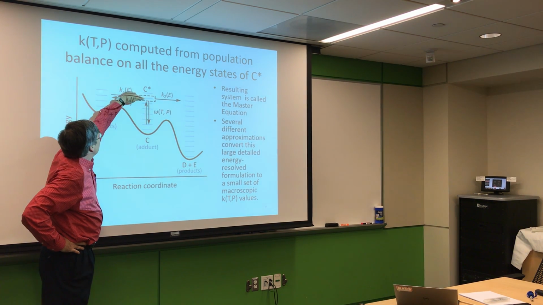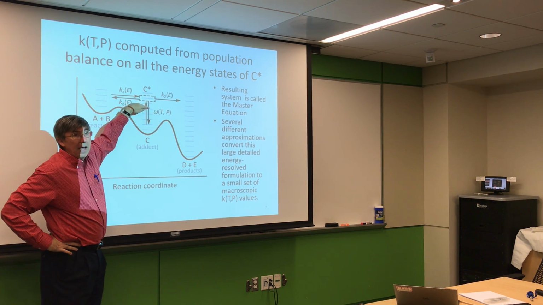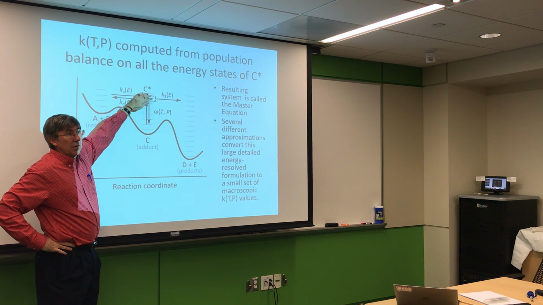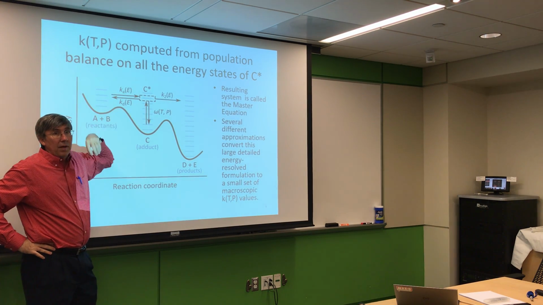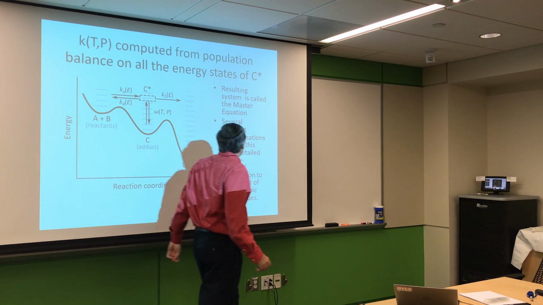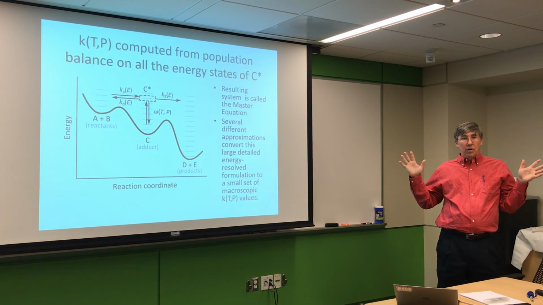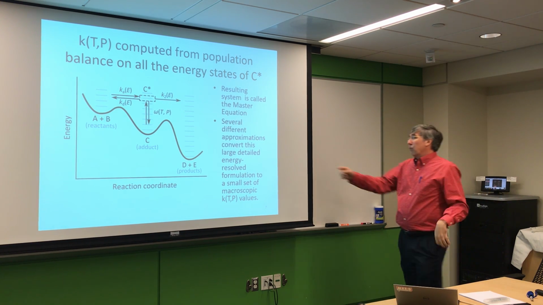And some of these levels are getting relaxed to this level, which can also react forward with a different rate. And so you can have all the couplings between them, of how they're all getting relaxed to each other. Okay. So anyway, you can solve this for sure, and you can get some rate of formation of D plus E.